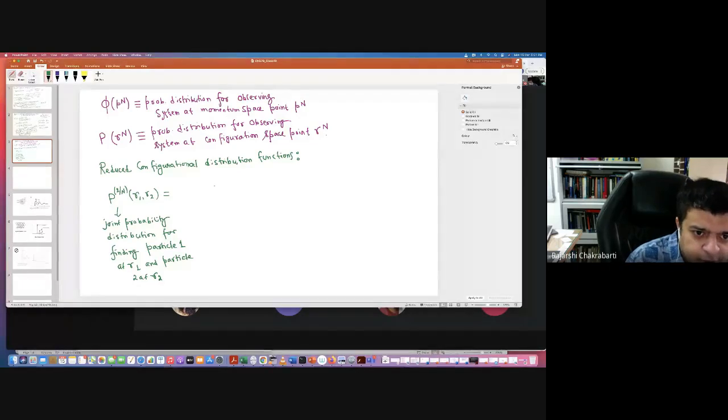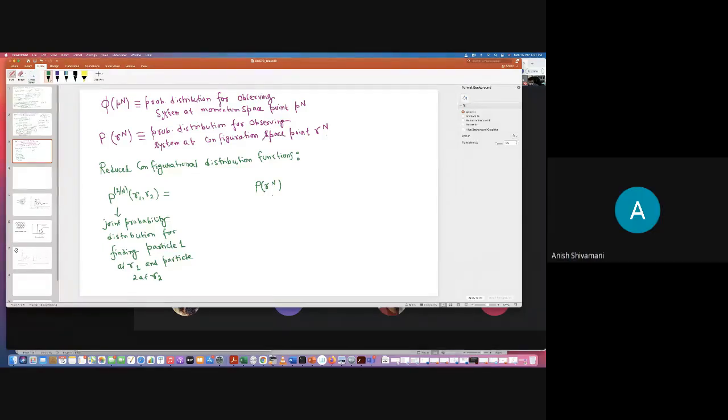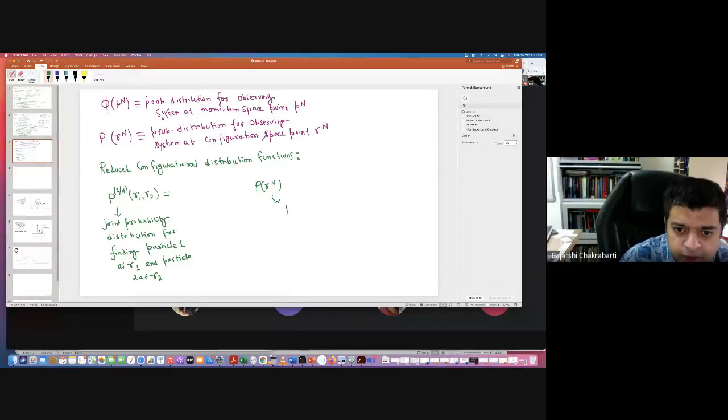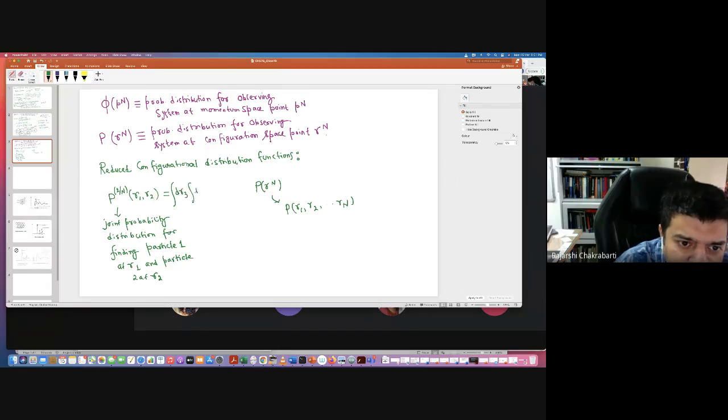Actually, what should I do? I should take this quantity, P of r to the power of n, and integrate over all but those two coordinates. Explicitly, it is P of r1 comma r2 up to rn, for the nth particle. So I should integrate over all the coordinates other than r1 and r2, isn't it?